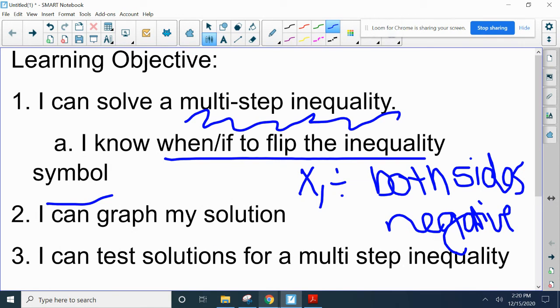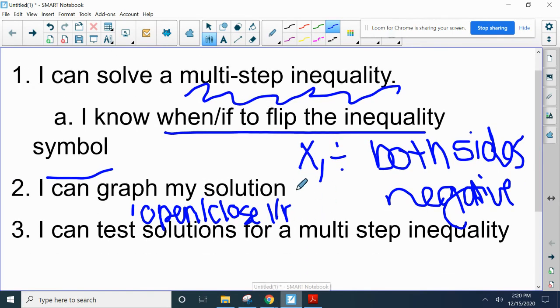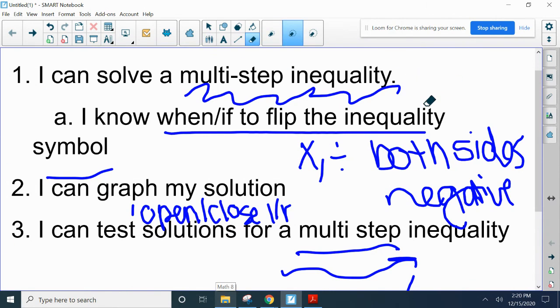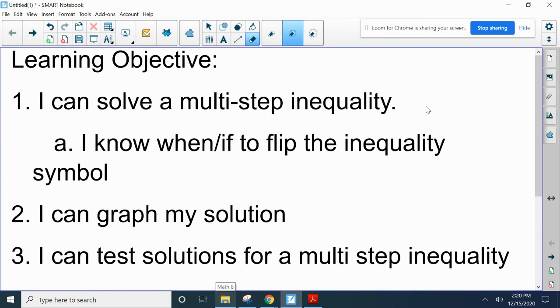Yep, first determine, is it open or closed? And then am I shading left or right? And then test a solution for a multi-step inequality. Solve that multi-step inequality. Use your knowledge to determine if they're bigger or smaller if you can. Otherwise, graph it and determine your solutions. Either way, if you're a visual or an auditory learner, you can see it.